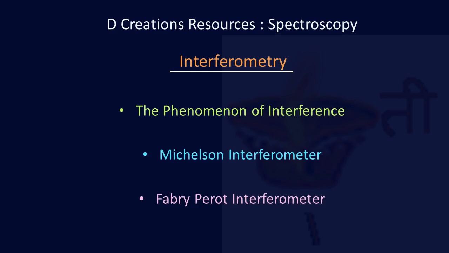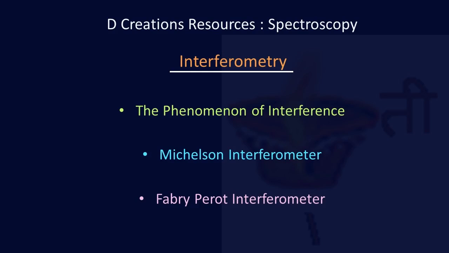Today we are going to discuss interferometry and two specific interferometers, namely the Michelson interferometer and the Fabry-Perot interferometer. So first let us talk about what interference is. When there is superposition of two or more waves, an interference pattern is created.